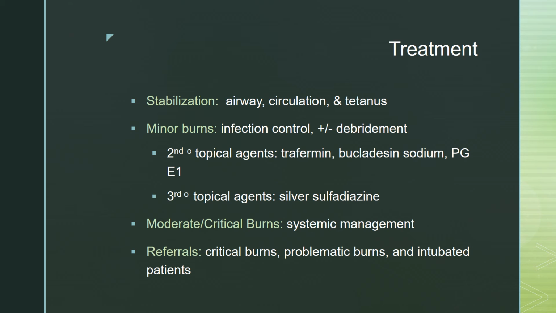Moderate burns and critical burns require systemic management. Fluid replacement using IV isotonic crystalloid solution should be initiated on adults with burns covering 15% or more total body surface area and children with at least 10% TBSA affected to prevent hypovolemic shock. Early involvement of a dietitian is crucial to ensure that nutrient demands are being met. I've also listed some topical agents that can be used for second and third degree burns.